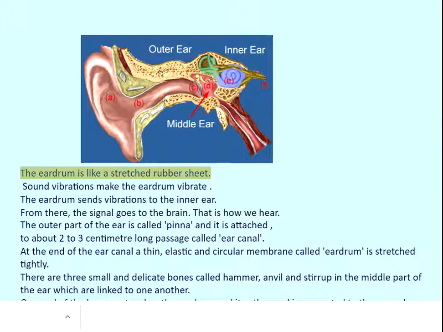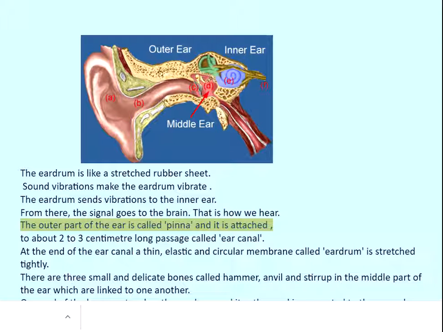The eardrum is like a stretched rubber sheet. Sound vibrations make the eardrum vibrate. The eardrum sends vibrations to the inner ear. From there, the signal goes to the brain. That is how we hear.